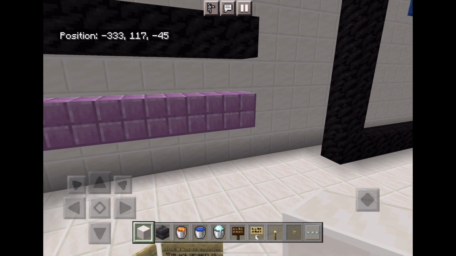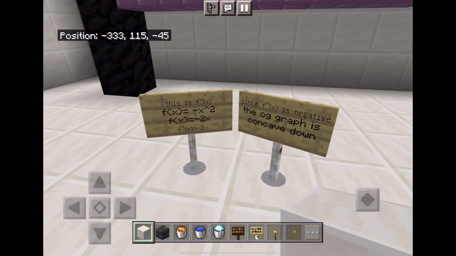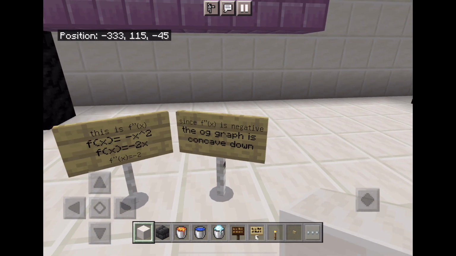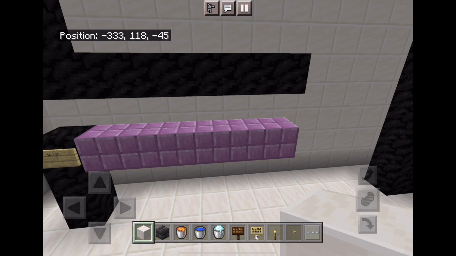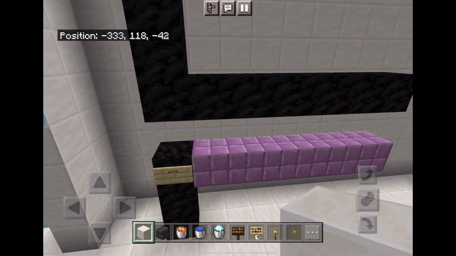So this is f double prime, and since f double prime is negative, the first graph, which is now f of x, is concave down. So that's why it looks like a frowny face.